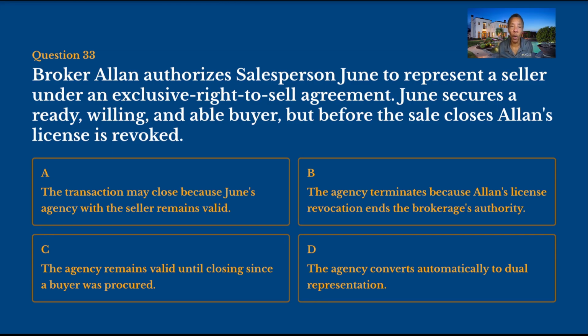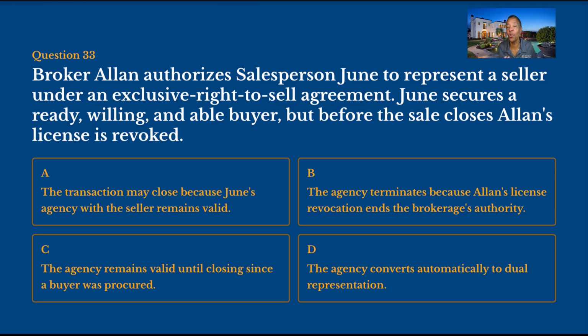33. Broker Allen authorizes salesperson June to represent a seller under an exclusive right to sell. June secures a ready, willing, able buyer, but before the sale closes, Allen's license is revoked. A. The transaction may close because June's agency with the seller remains valid. B. The agency terminates because Allen's license revocation ends the brokerage's authority. C. The agency remains valid until closing since a buyer was procured. D. The agency converts automatically to dual representation.